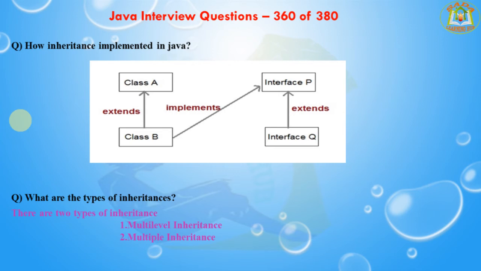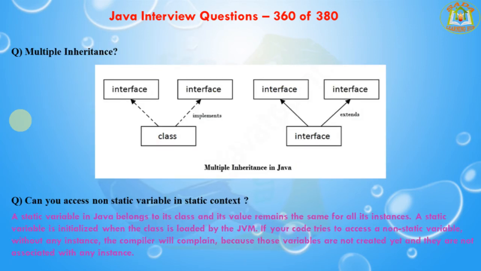The next question is, what is multiple inheritance? The concept of getting multiple classes' objects into a single class object is known as multiple inheritance. Multiple inheritance is not supported by Java. Why? Because it's not possible to extend two classes at a time. That's why multiple inheritance is not supported by Java using classes, but we can implement multiple inheritance by using interfaces.